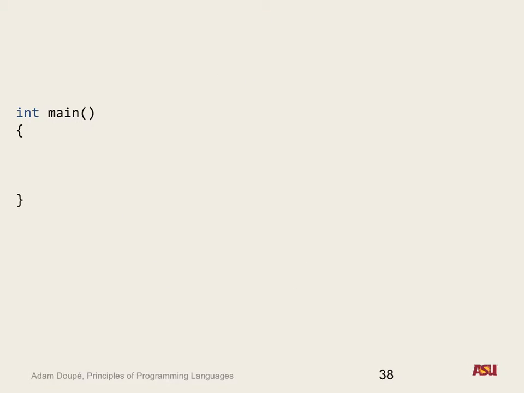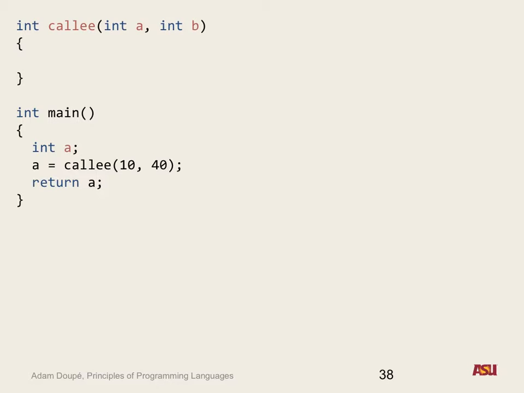All right, let's go through an example. So now we have a main function, we have an integer A, we're calling some function, call E, passing in 10 and 40, and then we're returning A from main. Then in our function call E, we take in two integers and return A plus B plus 1. Very simple function. You can all step through this, see exactly how it executes, I hope. So what would main return?